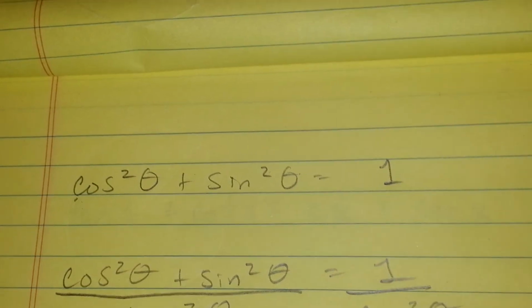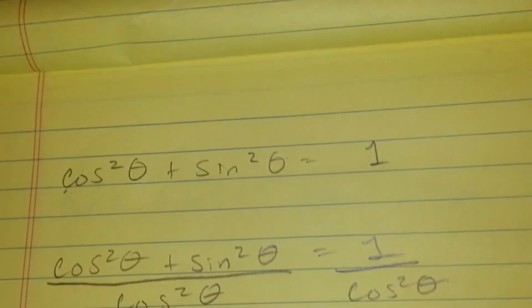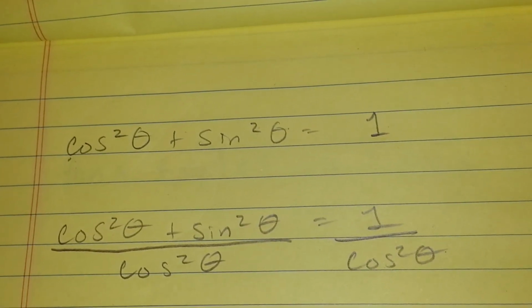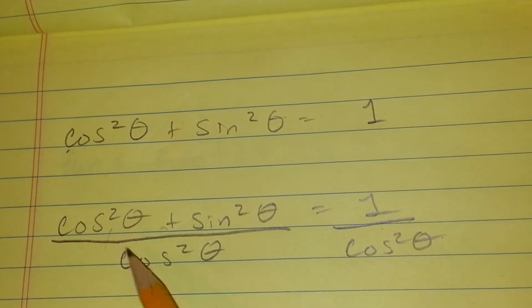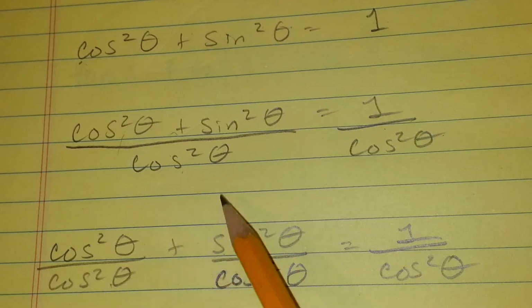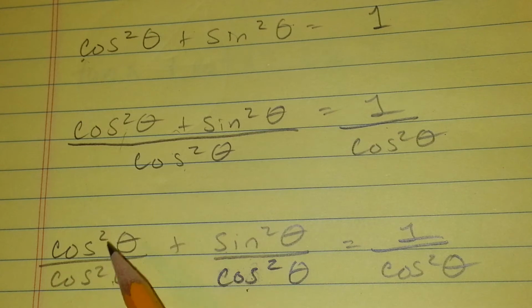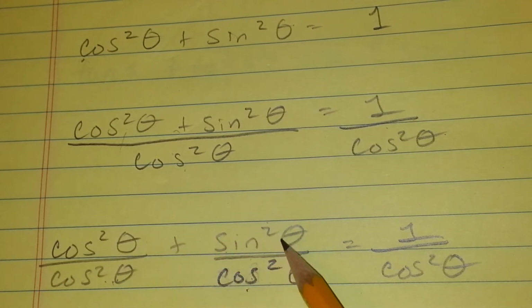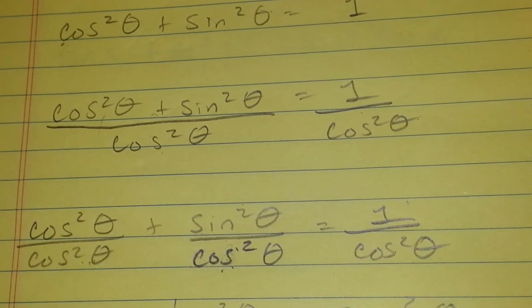Here's my cosine squared theta plus sine squared theta equals 1. Let's just, for grins, divide both sides by cosine squared theta. So now I'm going to rewrite this as cosine squared theta over cosine squared theta. Notice how I just rewrote this fraction. The denominator is cosine squared theta. So it's cosine squared theta over cosine squared theta plus sine squared theta over cosine squared theta, and it equals 1 over cosine squared theta.